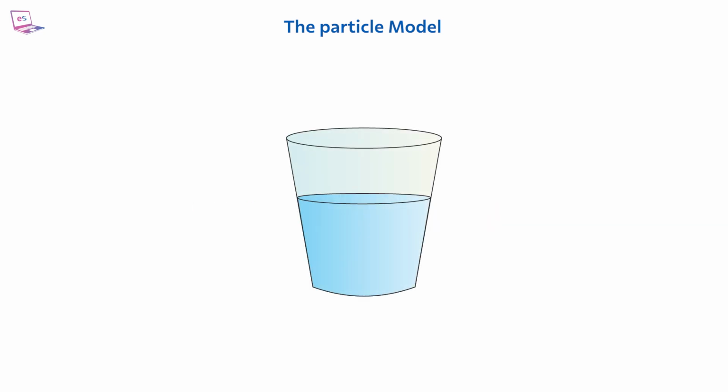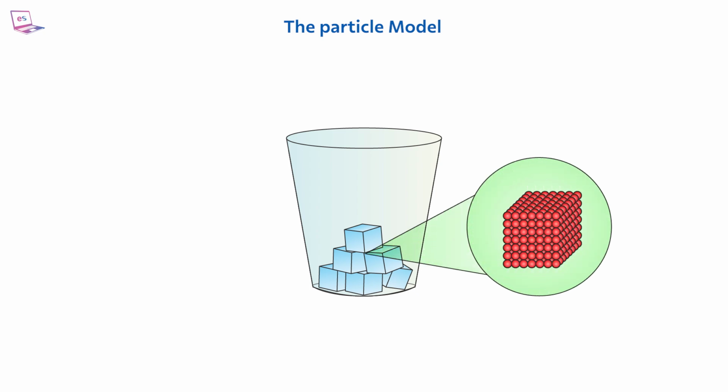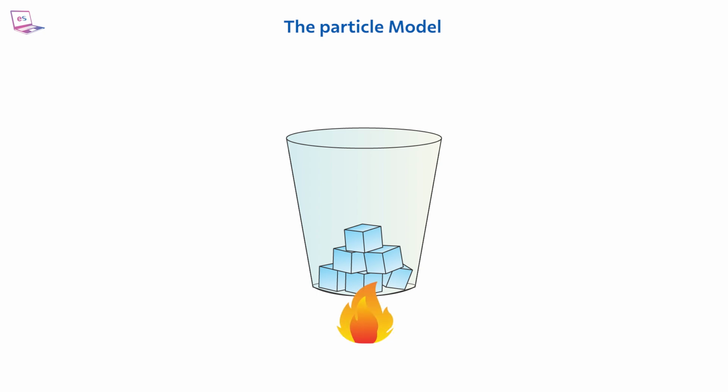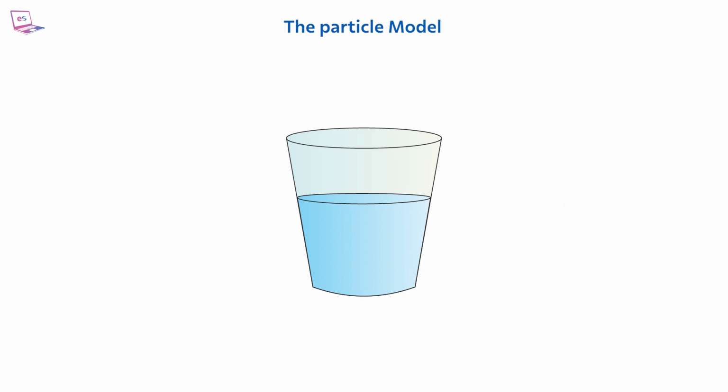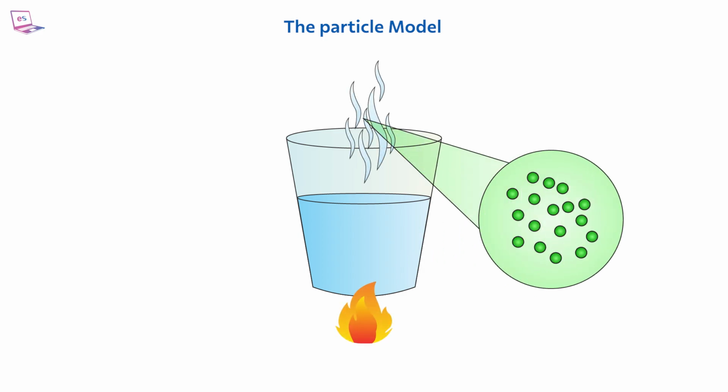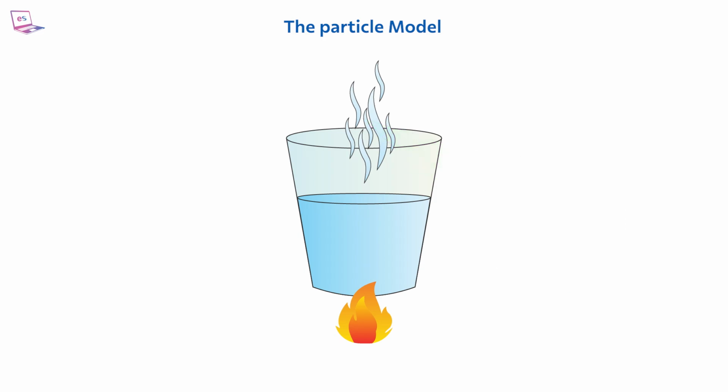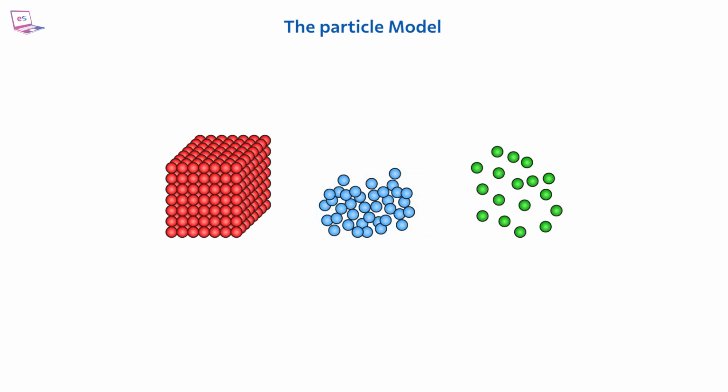Consider water. In the solid state, ice, the particles are packed closely together and only vibrate in place. When ice is heated and melts into a liquid, the particles move more freely, but they are still close together. If the liquid water is heated further and turns into steam, gas, the particles move much faster and are spread out. This explains how heating changes the movement and arrangement of particles, and how the states of matter change from solid to liquid to gas.